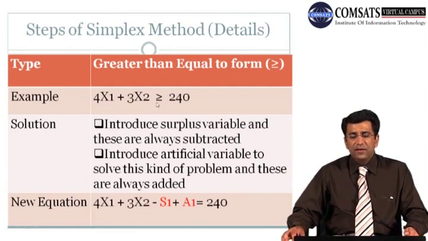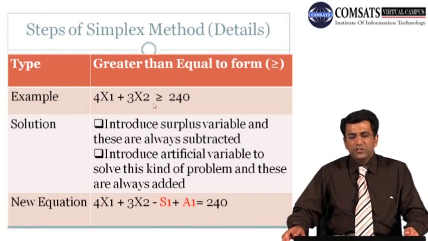Then again we can have the greater than or equal to form of inequality. If we have this form of inequality, then we will introduce a surplus variable, and these are always subtracted. So whenever we have this sort of inequality, we will always subtract the surplus variable. The surplus variable again may be represented by the letter S.